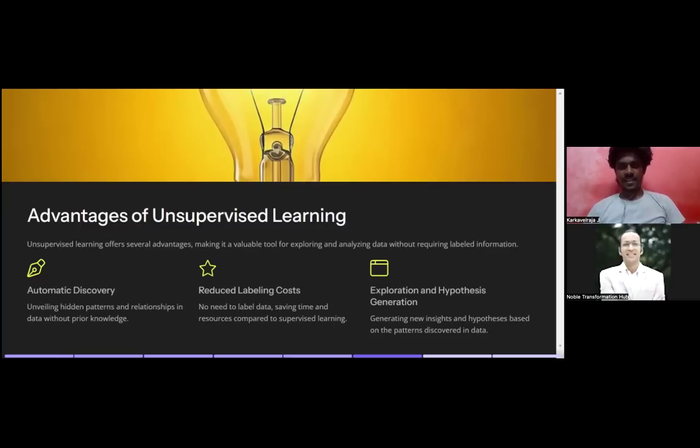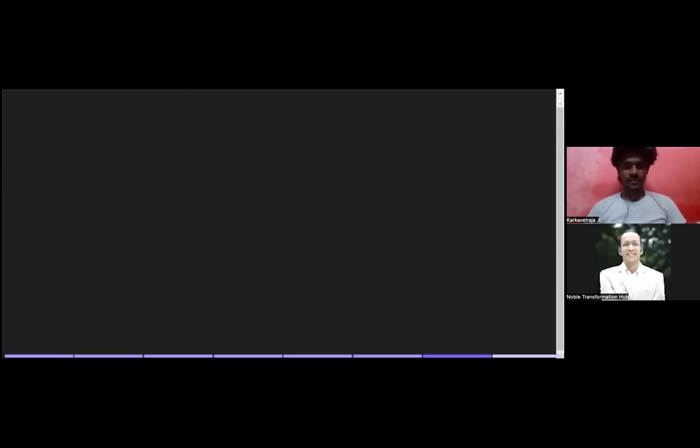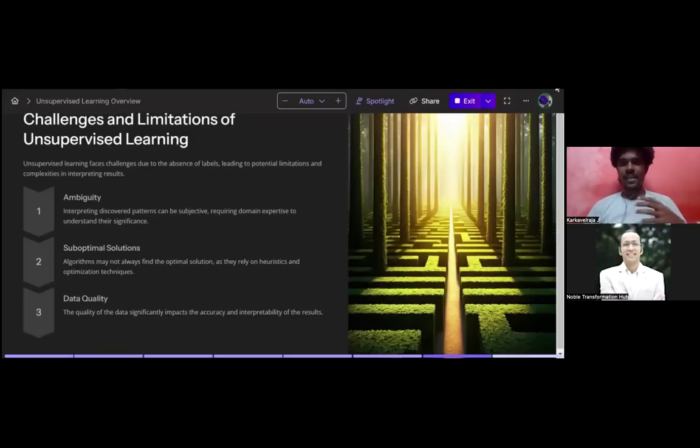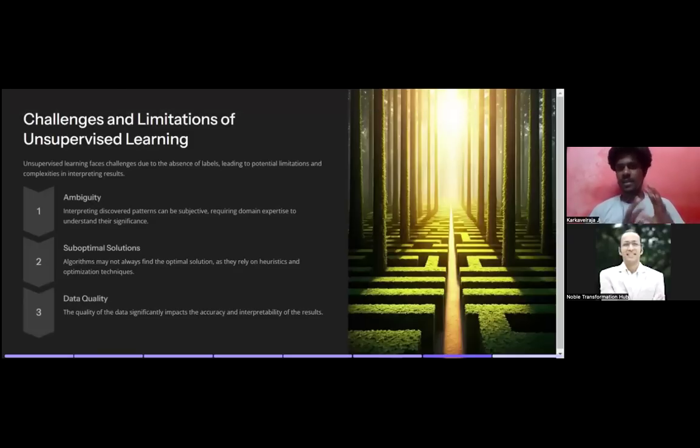Yeah, guys. Let's move on to the next slide. What are the challenges and limitations of this unsupervised learning? There are two sides of a coin, right? Similarly, let us see what the challenges of this unsupervised learning are.